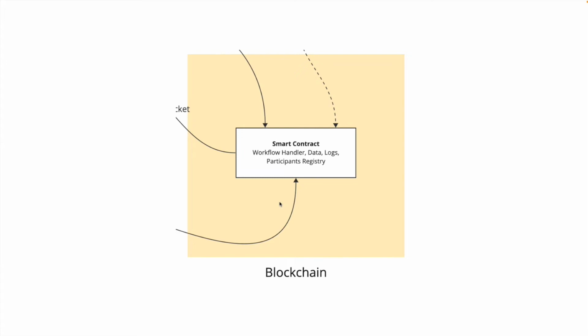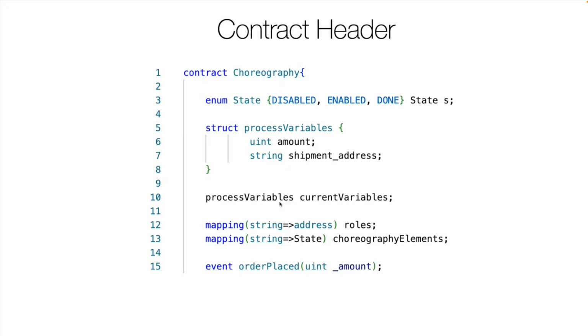So now let's talk more about the smart contract. This is where the process is basically built in. In the contract, we start with the header. We have the state of each choreography element. It's either disabled, enabled, or done. And then we have the process variables, the global variables of the process.